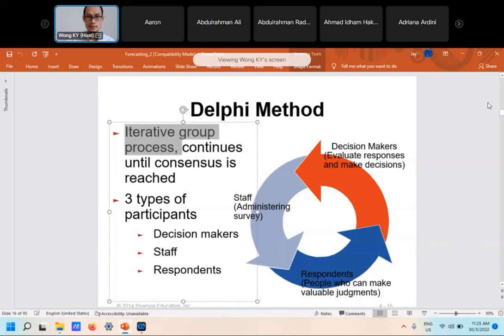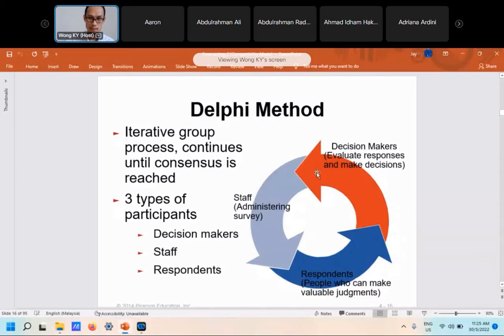The process will continue until consensus is reached. So for example, you start the Delphi method, you ask the experts to forecast the demand. Then the experts return their forecast, and you look at it. Are all the forecasts the same? Did all the respondents or experts give the same values? If no, then you repeat the process, you move to the second round. You ask the experts to forecast again, and you tell them that there are differences in their values. Please forecast again. So the experts will forecast again and return their value. You look at the values again. If they're still different, then you repeat again.